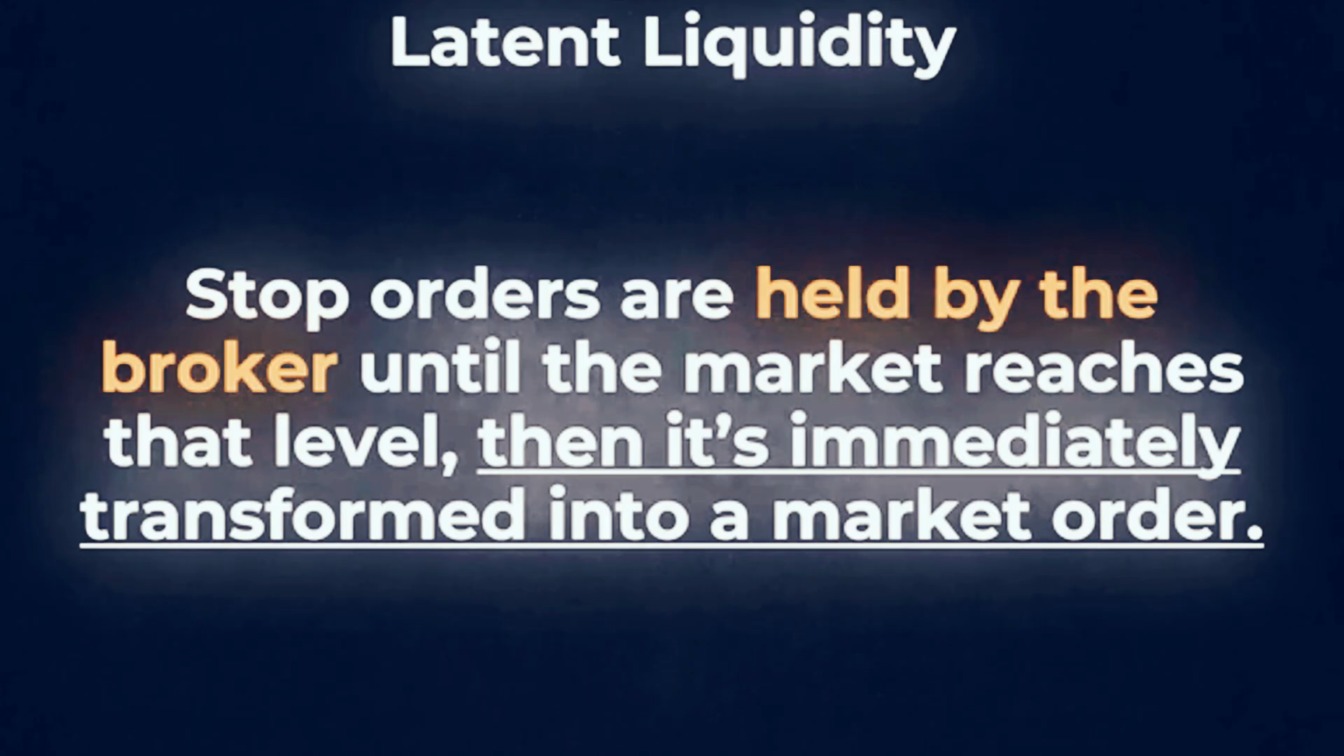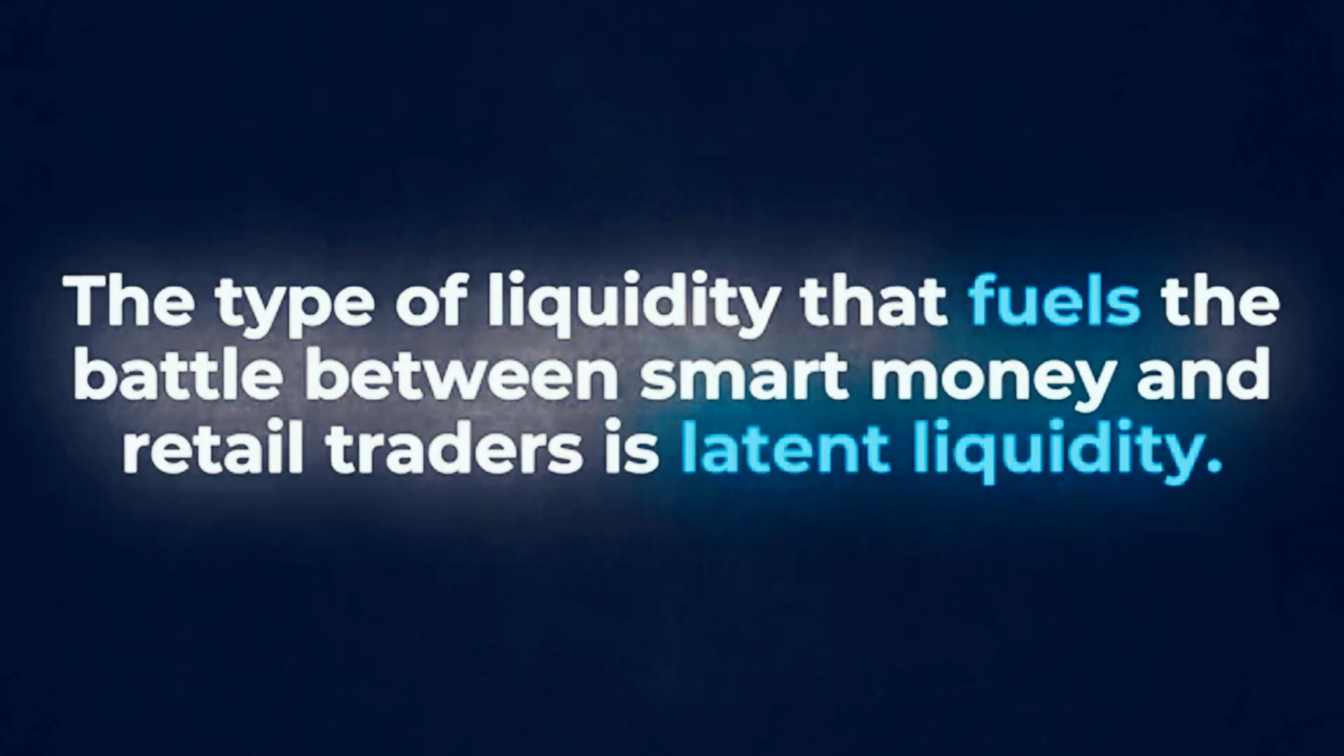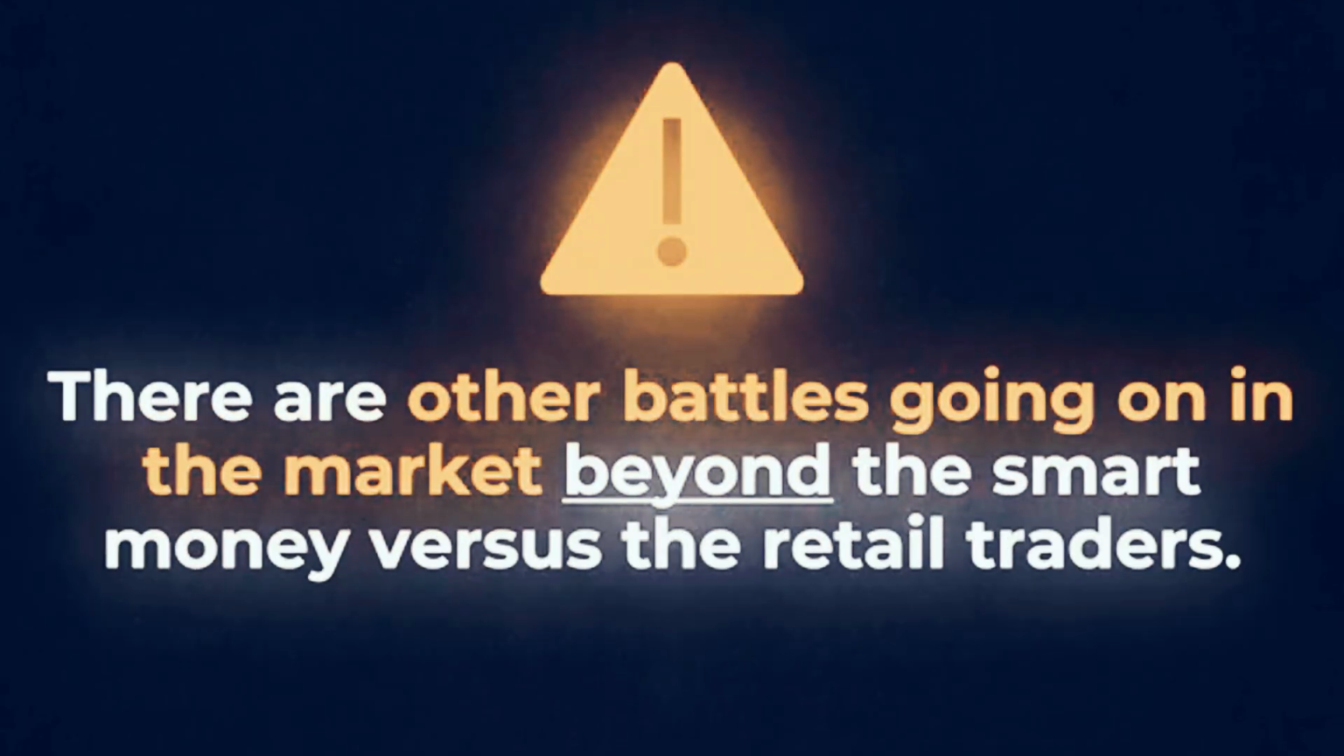Previously, I said that liquidity is the fuel for the smart money. Now we can state more precisely that the type of liquidity that fuels the battle between smart money and retail traders is latent liquidity. The reason we are studying these different types of liquidity is for you to realize that there are other battles going on in the market beyond the smart money versus retail traders. The market is not just a binary battlefield between smart money and retail traders.